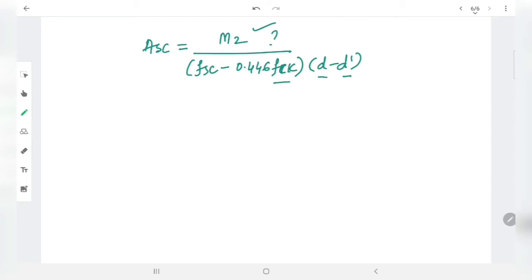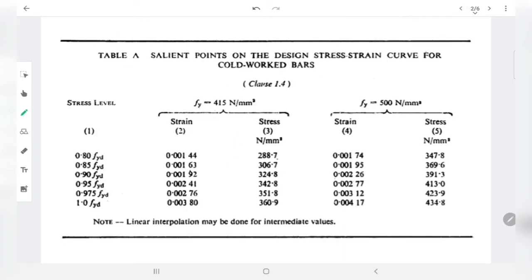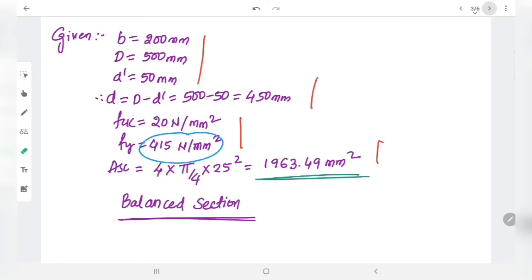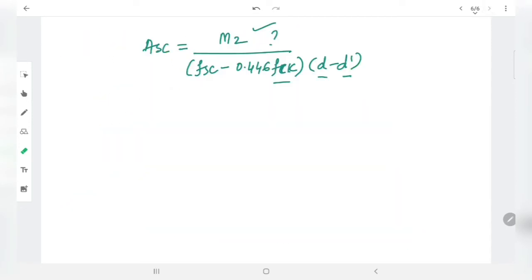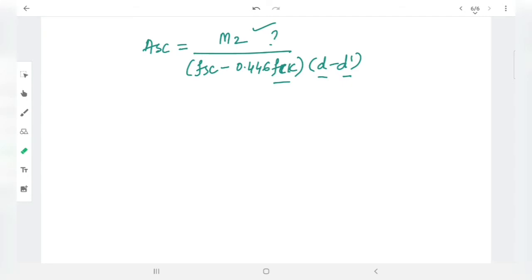FSC easily you can calculate from the SP16 chart. This chart is given in SP16. Using this, we are using Fe415. Based on the strain value, easily you can find out the stress value. Here what I will do, first I will be finding the value of strain, that is epsilon SC. To calculate FSC, I will first be finding the value of epsilon SC.